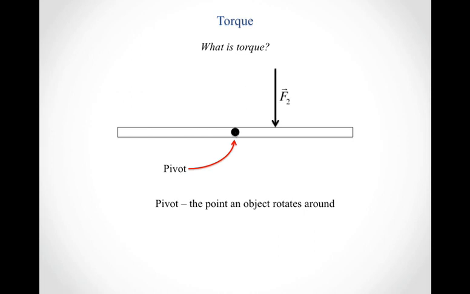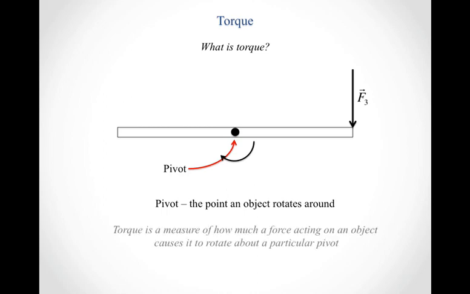If I move that same force over here a little ways to the right, well, now it will generate a small torque about that pivot that is going to make this rod start to spin clockwise. If I move that force even farther out, so now it sits over here where I've labeled it as F3, again, it's going to make the rod spin clockwise, but it's going to generate a larger torque. What torque is, is a measure of how much a force acting on an object causes it to rotate about a particular pivot.